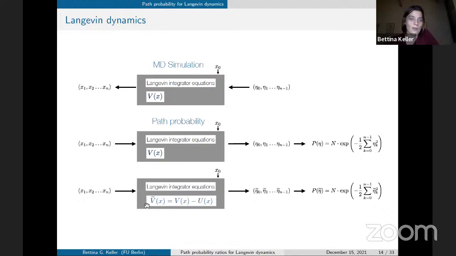And you would do the same thing for a different potential. So you would take the path that you have generated, and now you would like to invert the integrator equation for a different potential. You get out a different sequence of random numbers, and this is the probability of drawing this random number sequence for the target potential. And then by comparing these two probabilities, you can get to a relative path probability.